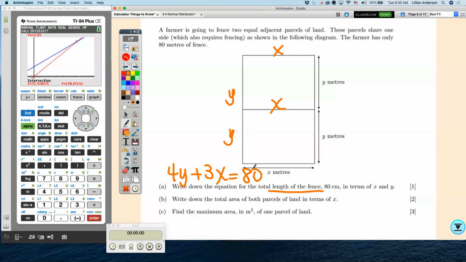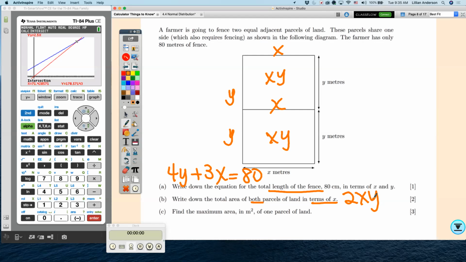Now it does say write down the total area of both parcels of land in terms of X. Area of both parcels. They're equal, aren't they? So what's the area of this first one? X times Y. And this one up here? Same, X times Y. So their total area is 2xy, but if it says in terms of x, that means y has got to be in terms of x.